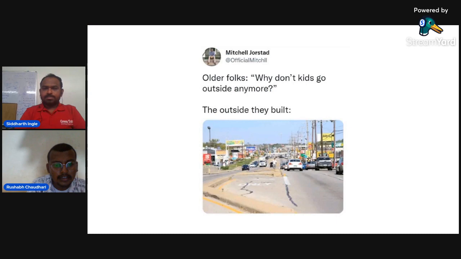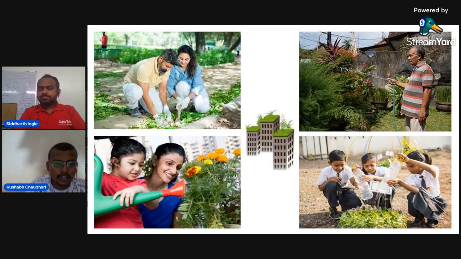So this is a meme I came across. We say kids don't play outside anymore, but these are the environments they have been born and brought up in. So how can we blame them? How can we tackle it? I think green roofs are the solution, not just for children, but for diverse age groups. People will enjoy and are enjoying green spaces.